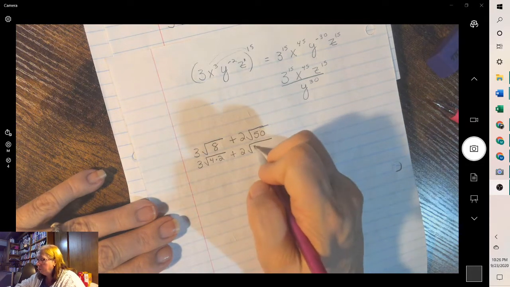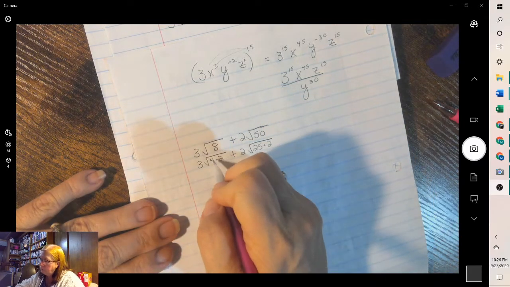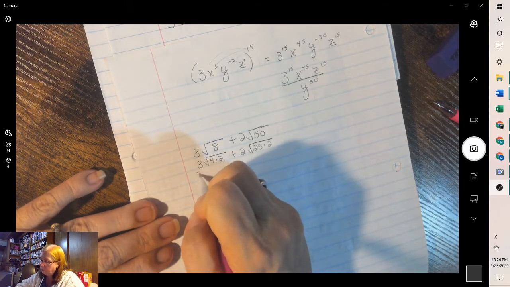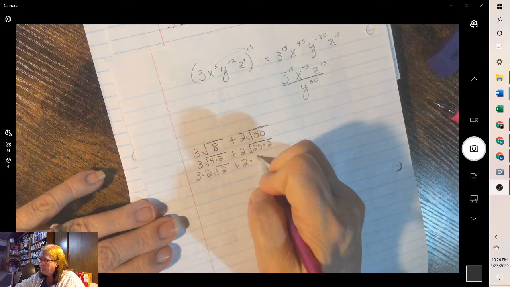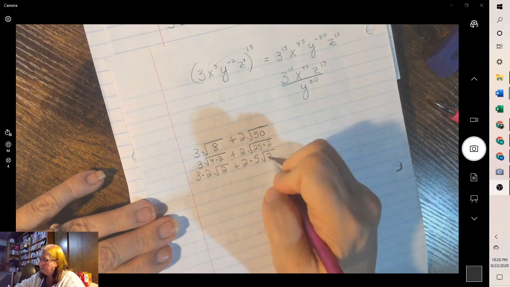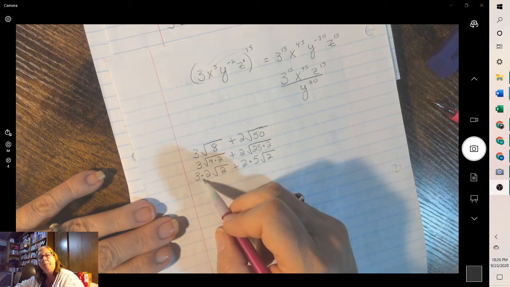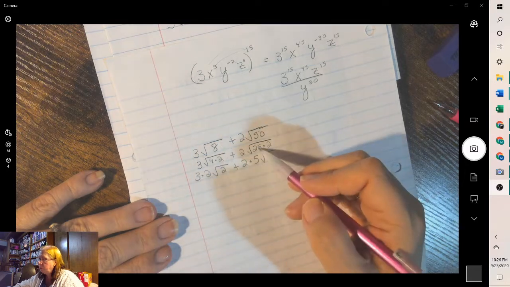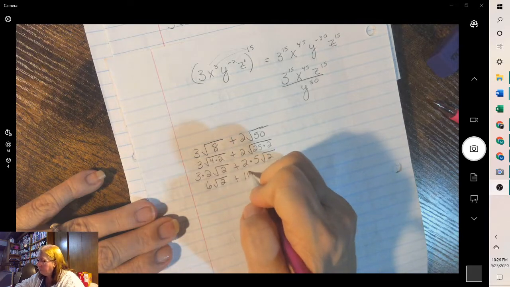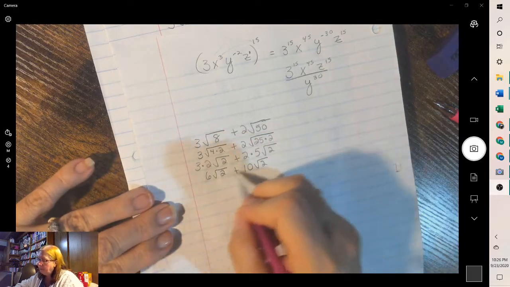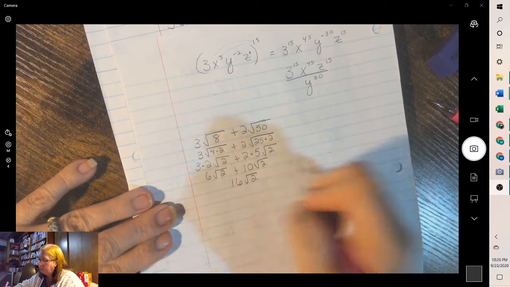50 has a perfect square, 25 times 2 is 50. So the square root of 4 is 2. And the square root of 25 is 5. And these get multiplied. This step could be skipped. When you pull it out, just multiply it. But the square root of 4 was 2, and the square root of 25 was 5. So I have 6 radical 2 plus 10 radical 2. Same base, add the values in front. 6 plus 10 is 16 radical 2.